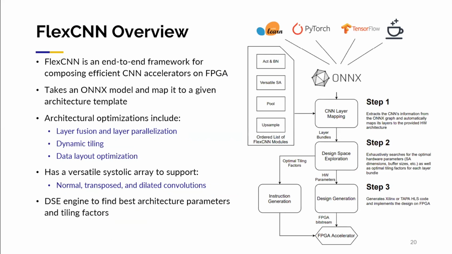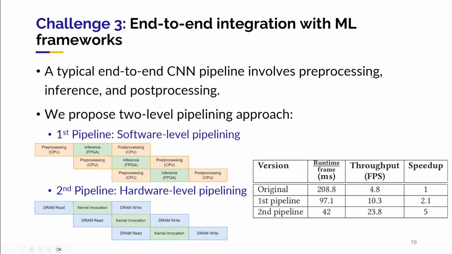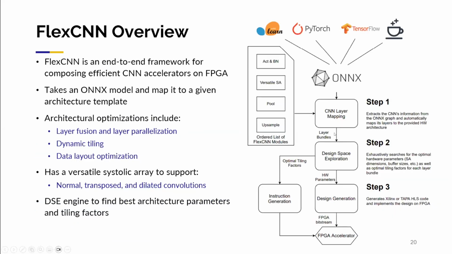FlexCNN has multiple components. The first one is the CNN layer mapping, which will take the list of modules and the topology of the architecture, and then it will take the CNN in the ONNX format and try to map the CNN and break it into a small group of layers that will be mapped for each run of the architecture. We call these layer bundles.